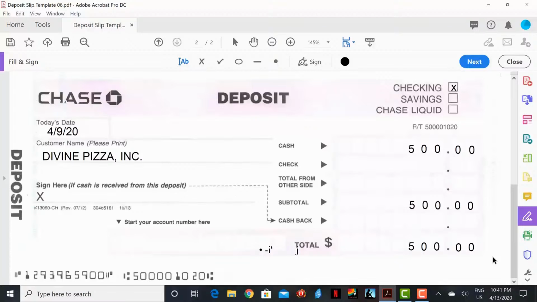As we wrap up this lesson, consider the following questions. What documents must be presented when opening a new business account? Why would you need personal identification?